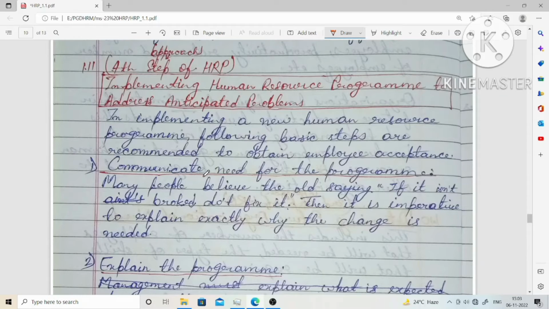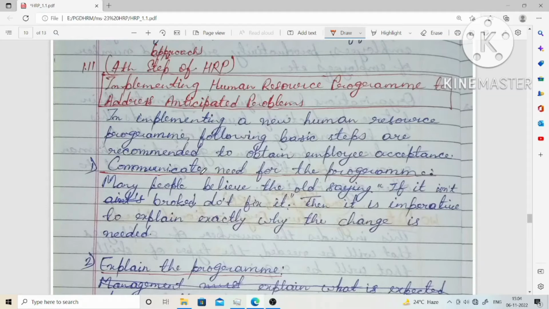So in implementing a new human resource program, the following basic steps are recommended to obtain employee acceptance. Whenever a new human resource program is going to be implemented, the following things should be considered so that employees will accept the new program. The first thing here is communicate the need for the program. If employees do not know the need for the program, then they will not accept it.